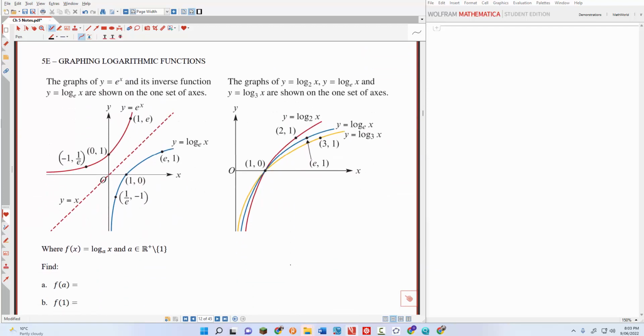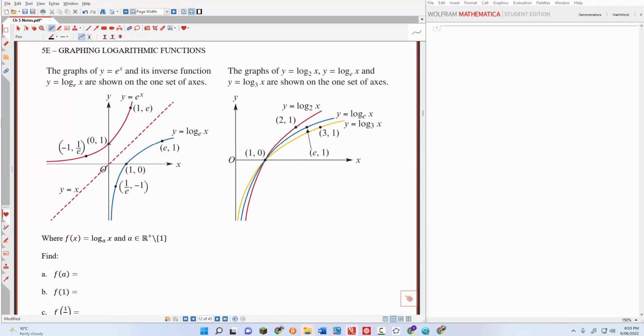Alright, let's get into graphing log functions. So we've seen already that this graph here is e to the x and this graph here is log e to the x. They're inverses of each other. And here's the graph of log 2x, log ex, and log 3x. So you can see they're fairly similar. All of them have this same x-intercept. They're just, I suppose you could consider dilations of the e to the x function, which we'll explore later on.